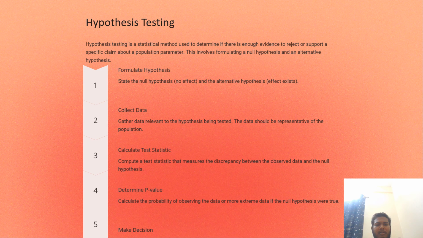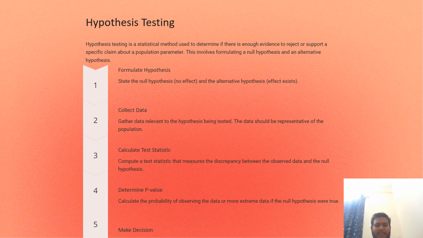Next, hypothesis testing. Hypothesis testing in statistical modeling. Formulate hypothesis: state the null hypothesis and alternative hypothesis. Collect the data: gather the data on which the hypothesis will be tested. The data should be representative of the population.